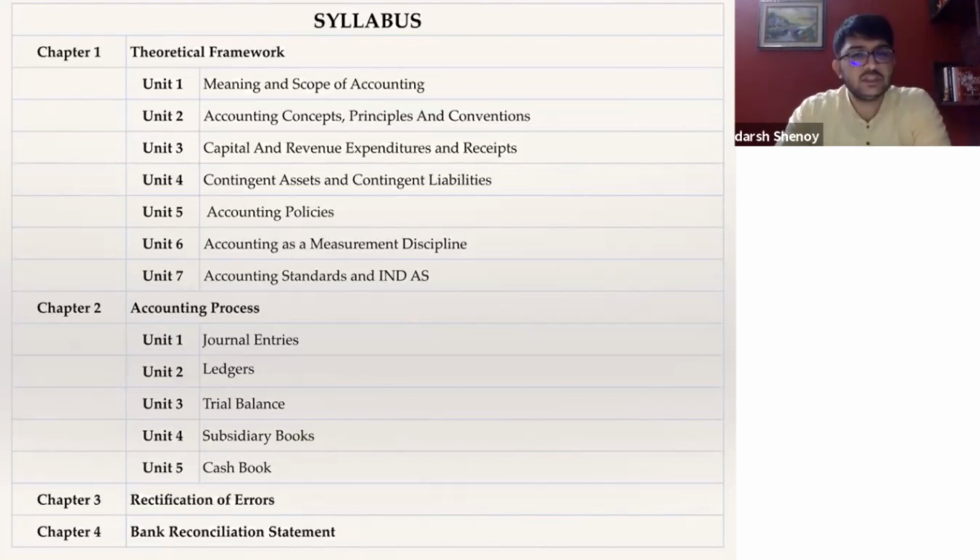So one thing that I've noticed is that students give unnecessary weightage to some chapters and don't focus on key areas. So that's not how it is. You have to have a strategy.